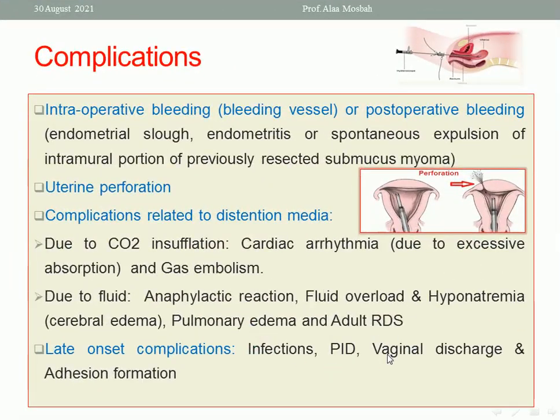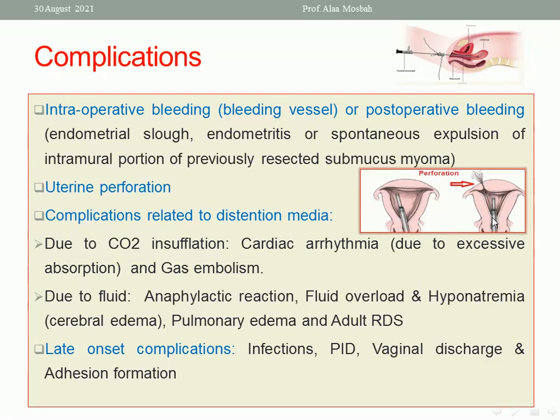So what are the complications of hysteroscopy? There may be intraoperative or postoperative bleeding. Postoperative bleeding may occur due to endometrial slough, spontaneous expulsion of the intramural portion of a previously resected submucous myoma, or endometritis. Also, a complication may happen, like in this picture, perforation of the uterus, which may cause bleeding also.